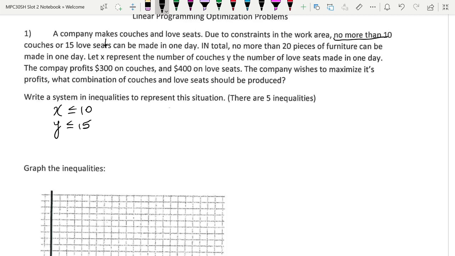Now, what are my other ones? It said there's 5 of them. 2 of them are kind of not told to you, but you have to assume them. They're kind of painfully obvious. How would you go to the factory and make yourself a negative couch? Just a really ugly couch? Obviously, X has to be greater than or equal to 0. Y has to be greater than or equal to 0. So there's 2 of them right there. What's the last one?